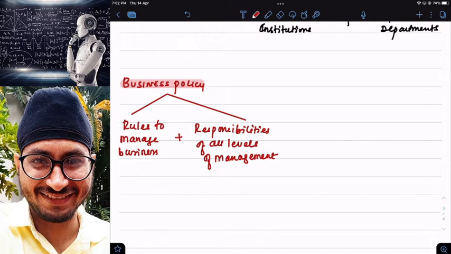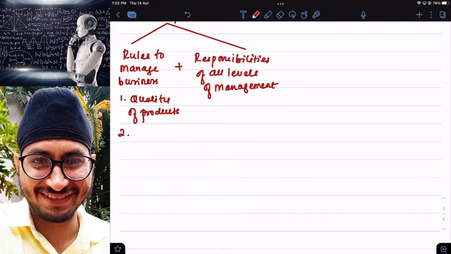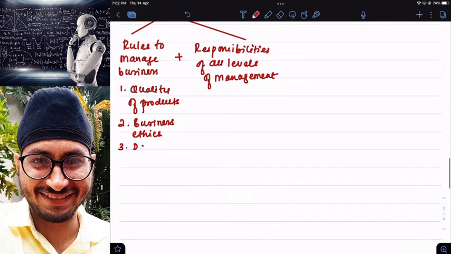Examples of rules. Let us say, for example, quality of products, minimum quality of products. Example number 1 for rules. Number 2, let us say, business ethics, what you have to follow. Example number 3 for rules, data privacy rules. Data privacy means you cannot copy the official data into a personal laptop, or you cannot share my customers' data or clients' data with my competitor. That is an example of rules, sir.